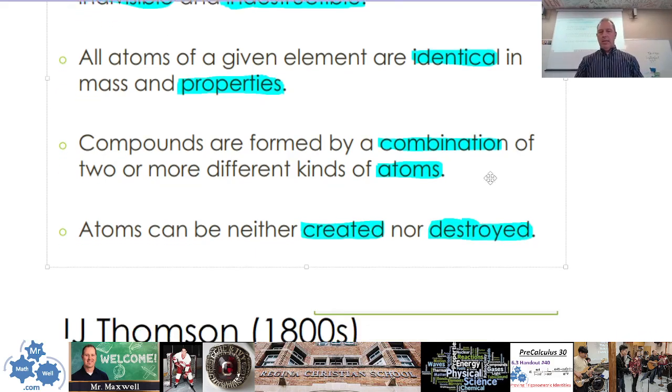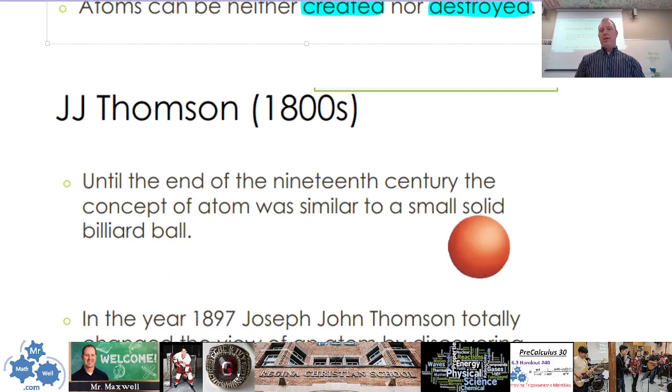So, J.J. Thomson. Now, there's no P here. It's not Thompson like some of you. I think there's some Thompsons in the class here, right? You guys have a P in your name, right? This is Thomson without a P. It's not as common. But again, in the 1800s.